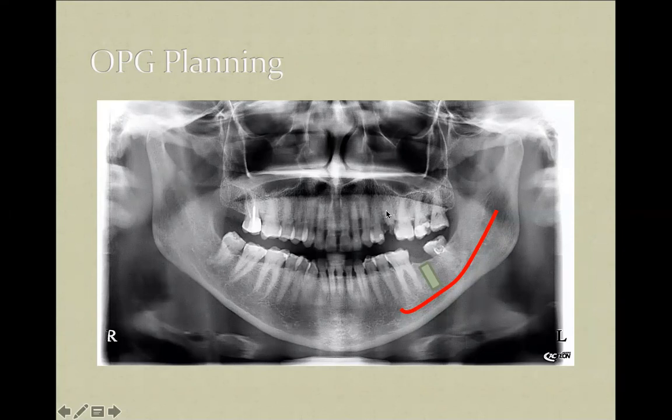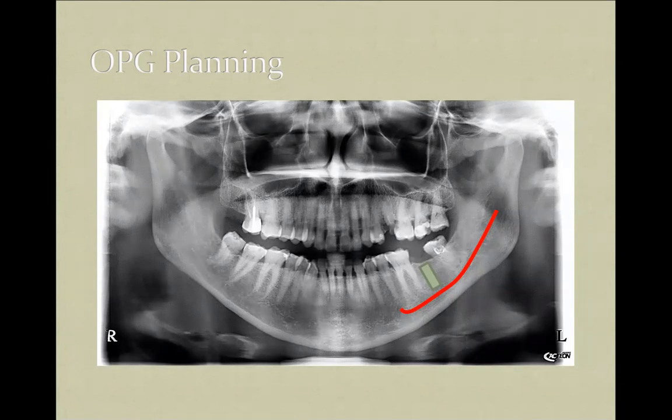So first, what you're doing within your surgical planning is to determine whether the procedure is associated with a tooth extraction or root extraction, or whether it is just a clear dental implant insertion.